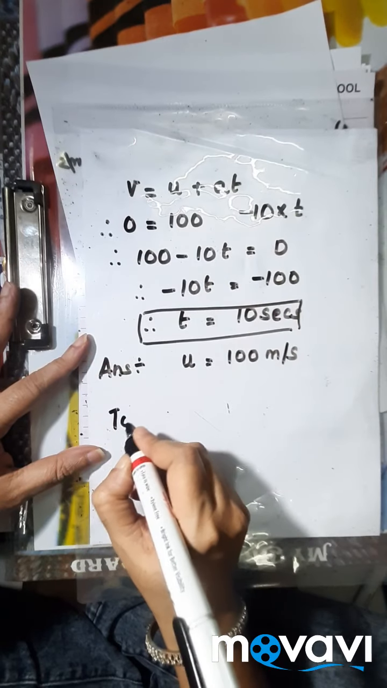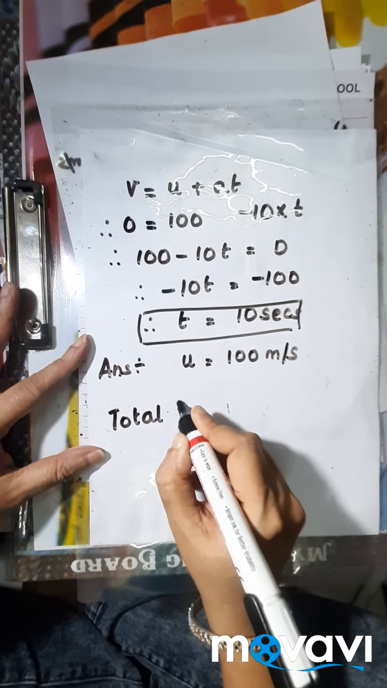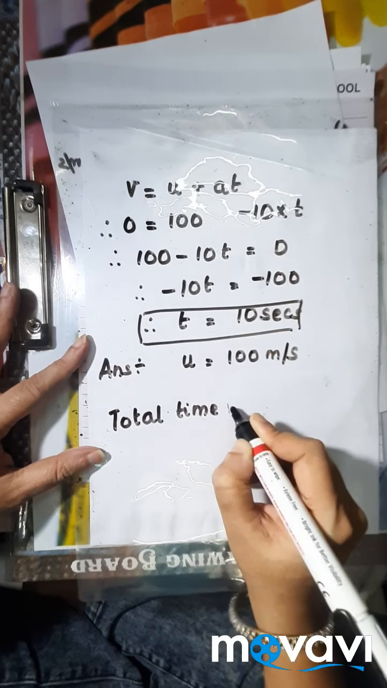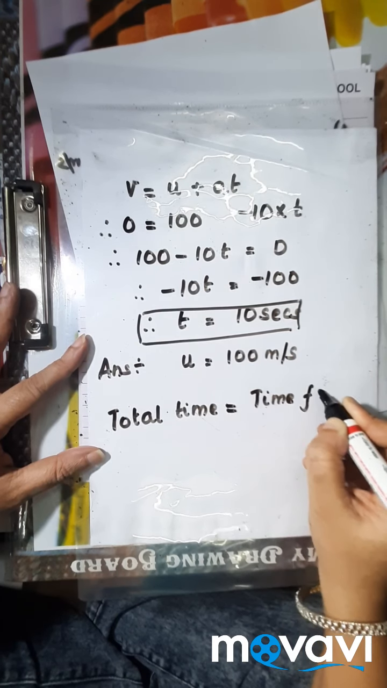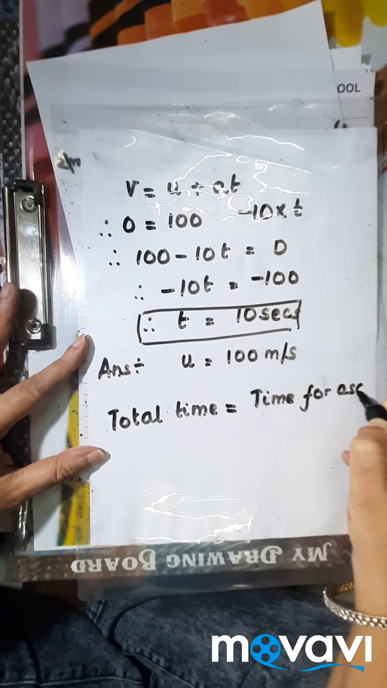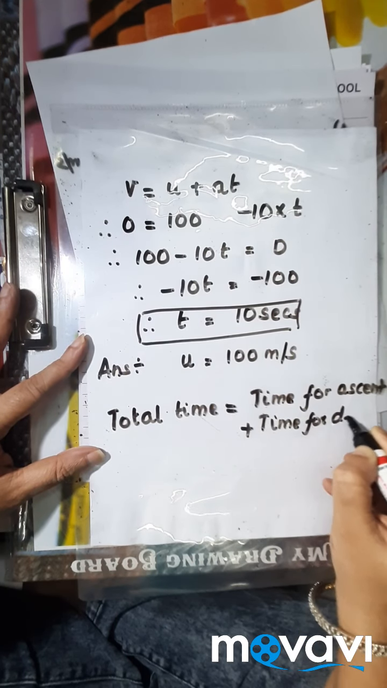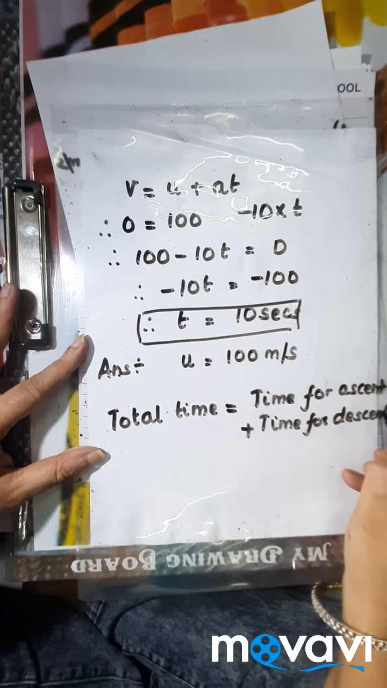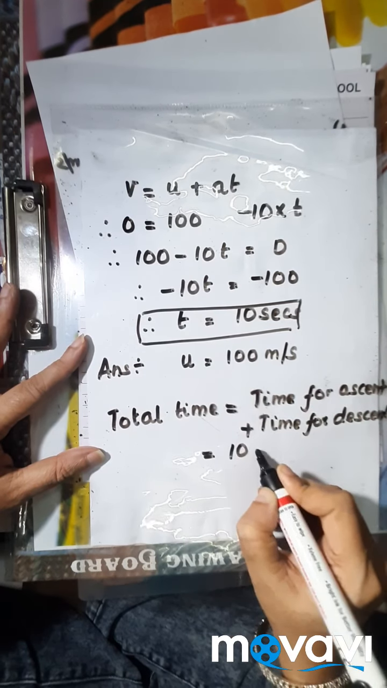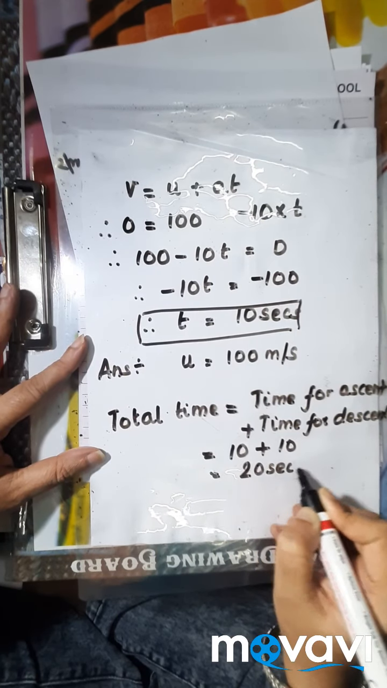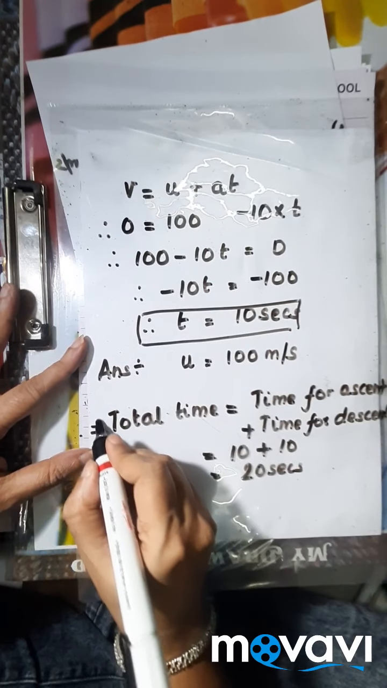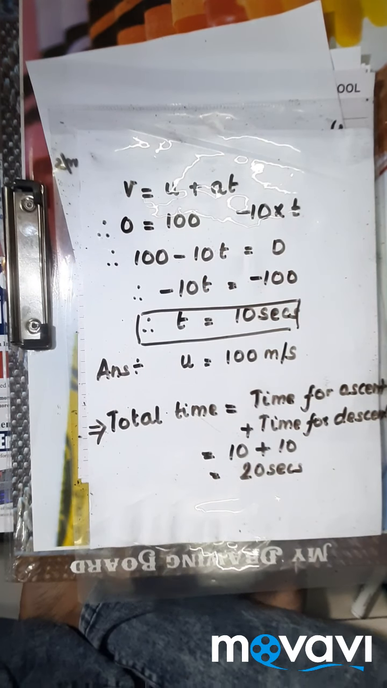So therefore they're asking you for total time, they're not just asking you for t. So total time taken is equal to time for ascent plus time for descent, to go up and to come down, right? So how much time does it take to go up? It takes 10 seconds to go up, and it will take 10 seconds to come down also. So total time is 20 seconds. Okay, so this is important. This is my second part of the answer, right? After this we'll write the answer.